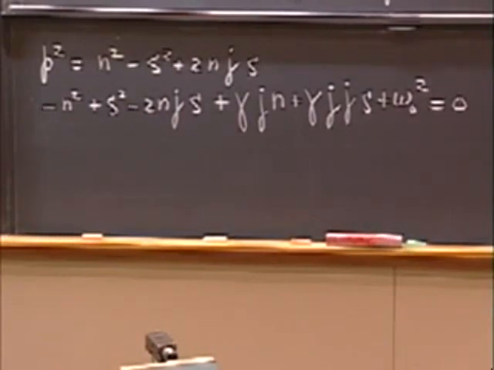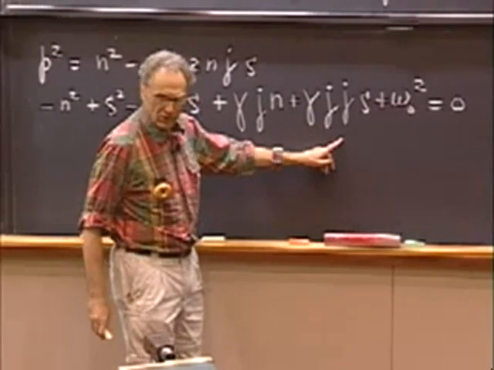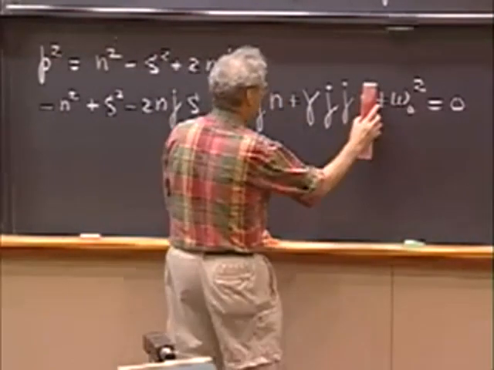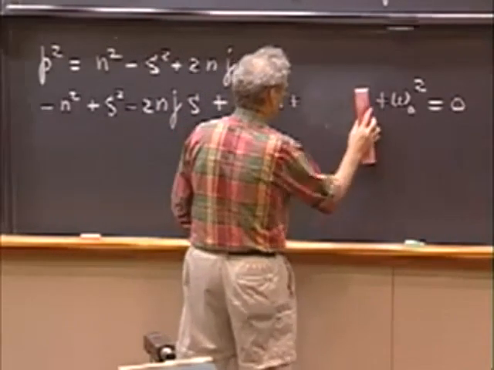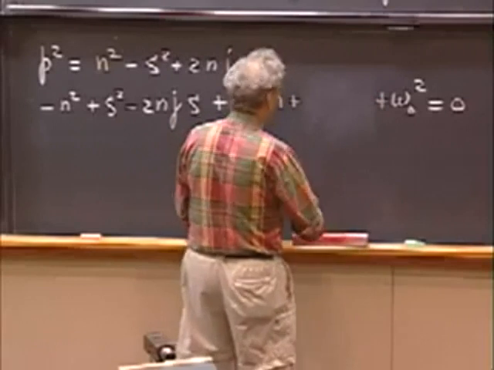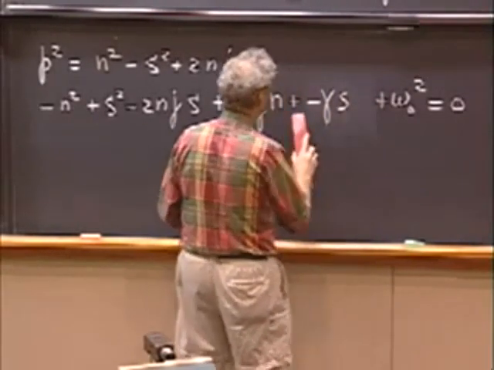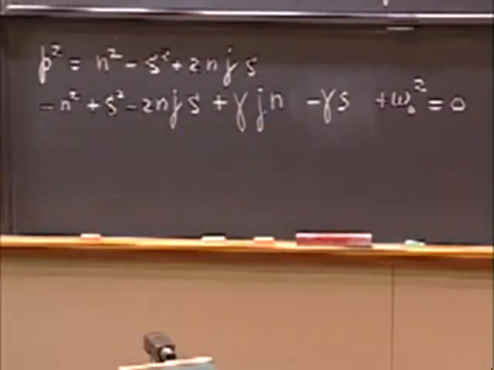I have here j square. J square is minus 1. So I can erase this and replace it by minus gamma s. You cannot do that. But that's the price you pay if you didn't take my advice not to take any notes. So this is minus gamma s.